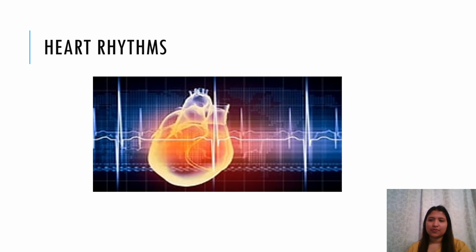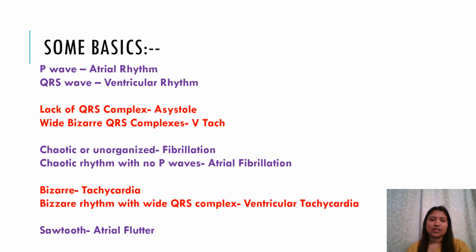Heart rhythms. Let's see some basics. P wave, it's an atrial rhythm. QRS wave, it's a ventricular rhythm.